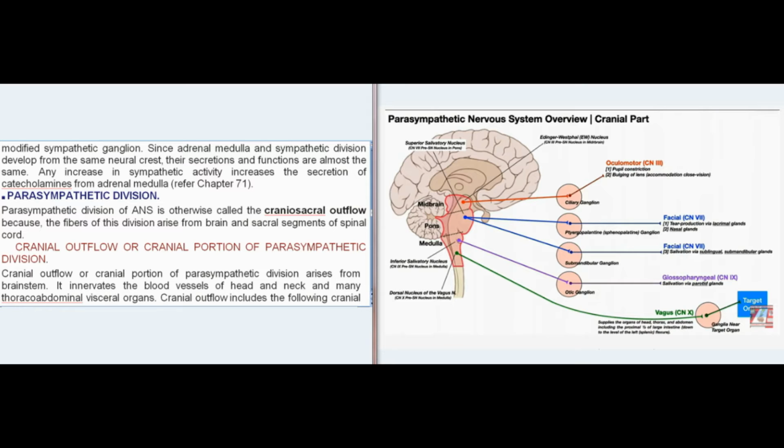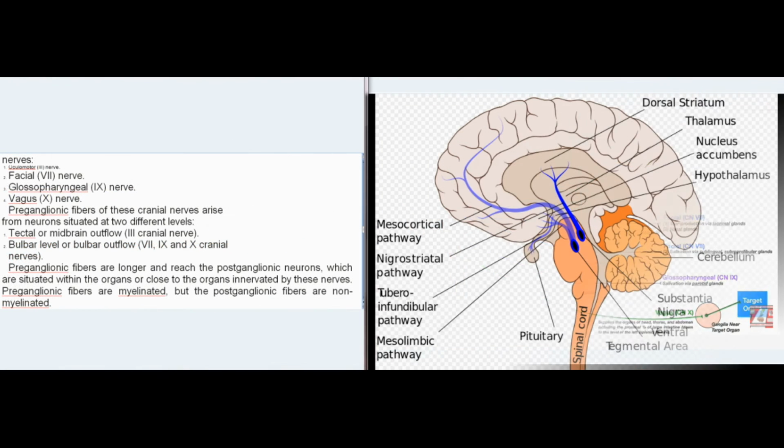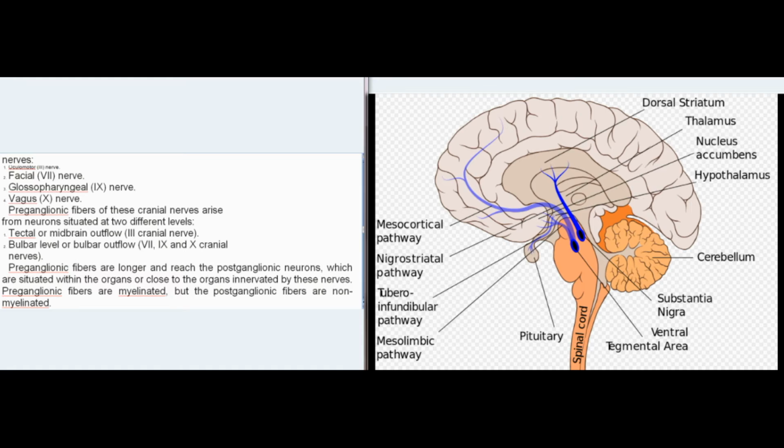Cranial outflow or cranial portion of parasympathetic division. Cranial outflow or cranial portion of parasympathetic division arises from brain stem. It innervates the blood vessels of head and neck and many thoraco-abdominal visceral organs. Cranial outflow includes the following cranial nerves: oculomotor, 3, nerve. Facial, 7, nerve. Glossopharyngeal, 9, nerve. Vagus, X, nerve.